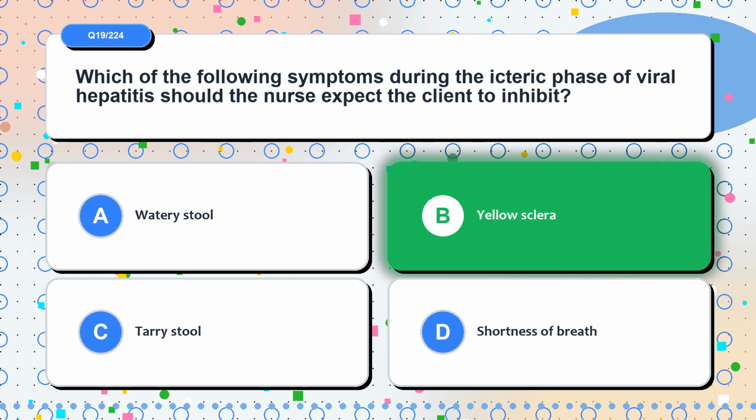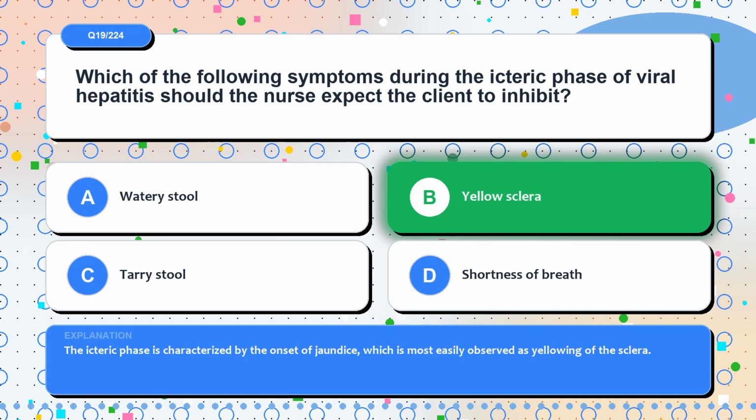The correct answer is option B, yellow sclera. The icteric phase is characterized by the onset of jaundice, which is most easily observed as yellowing of the sclera.